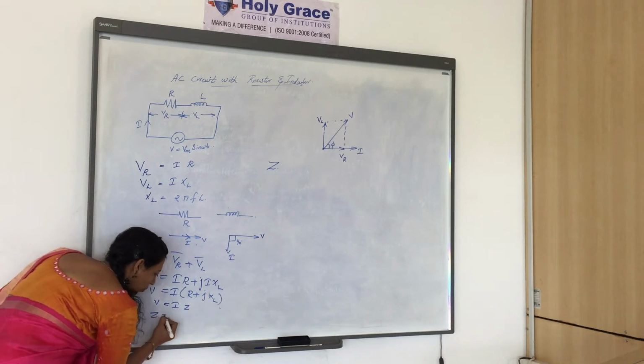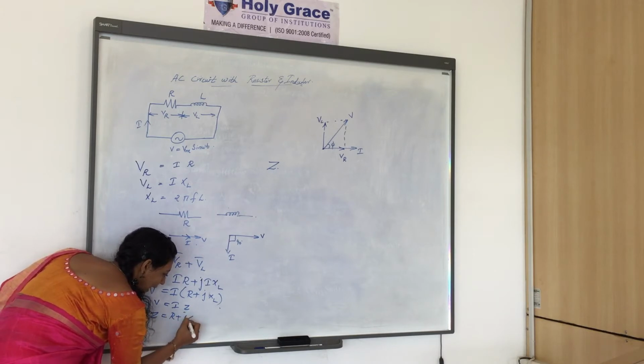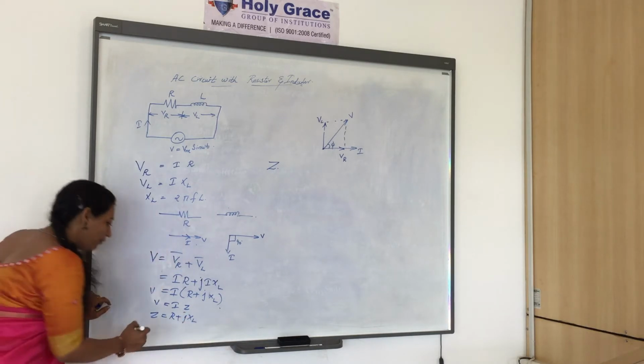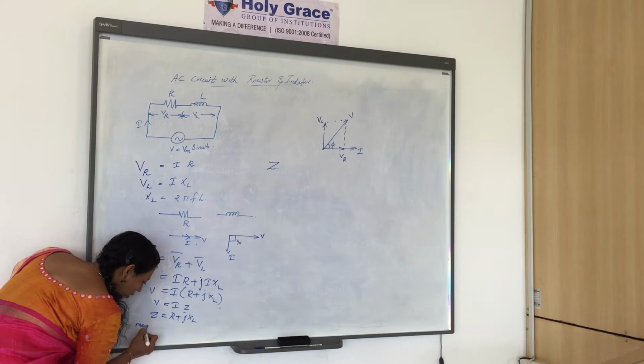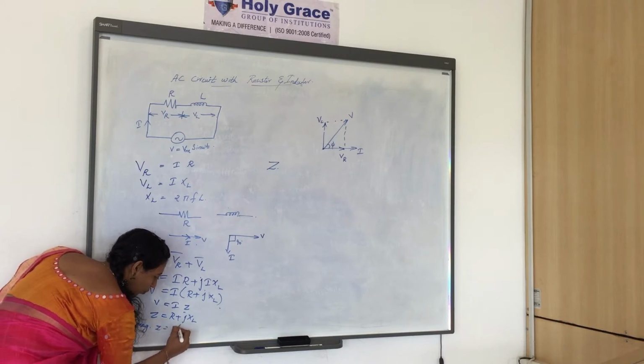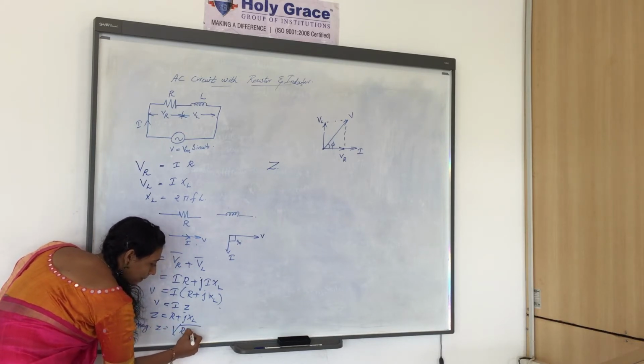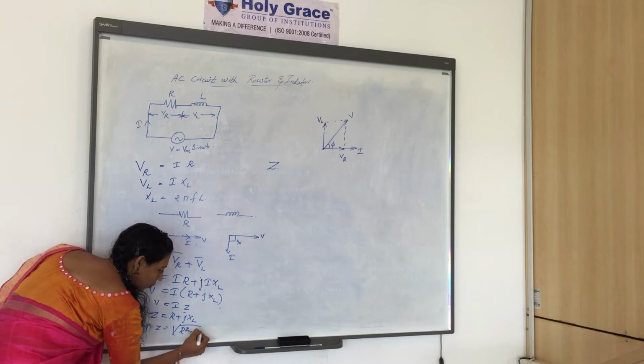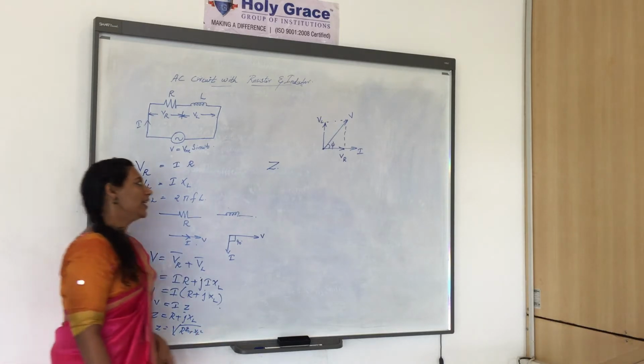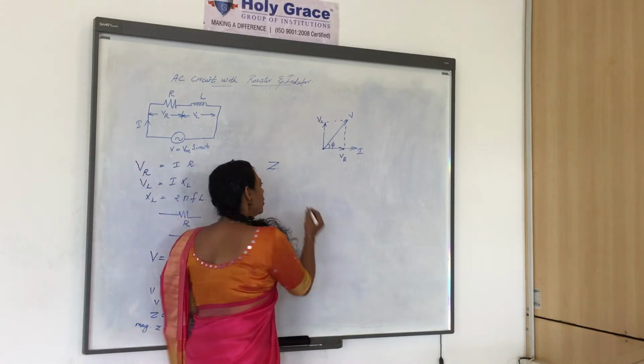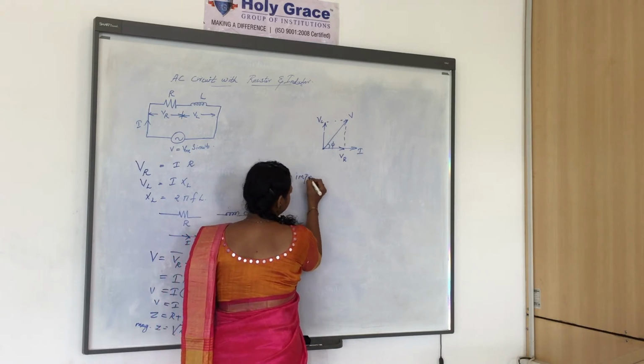Z is equal to R plus j XL. The magnitude of Z is equal to root of R square plus XL square. This is the phasor diagram. Next we have to draw the impedance diagram.